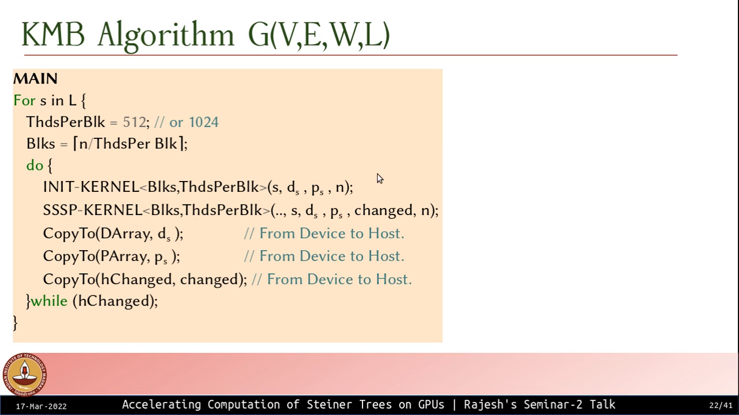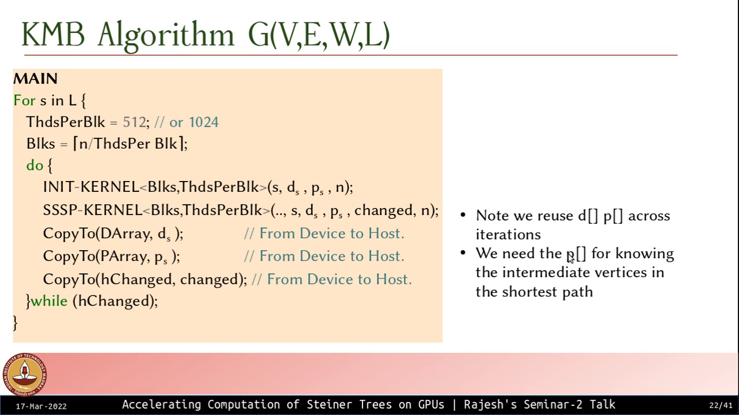This do while loop here, which actually computes the SSSP, we just have to make it run for all the terminals. Notice that we reuse the distance and the parent arrays across iterations, so that memory is reused and saved. Also notice that we need the parent array, or predecessor array information, because in phase 3 we need to know the intermediate vertices along the path. So it is essential to calculate consistent parent array information in the shortest path computation, right?